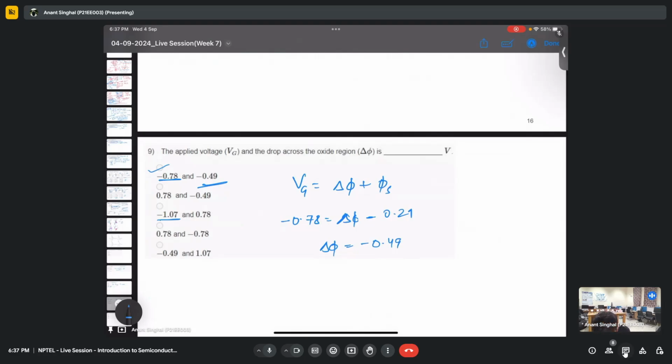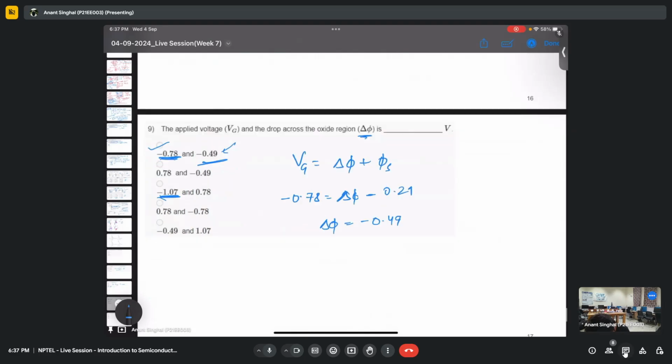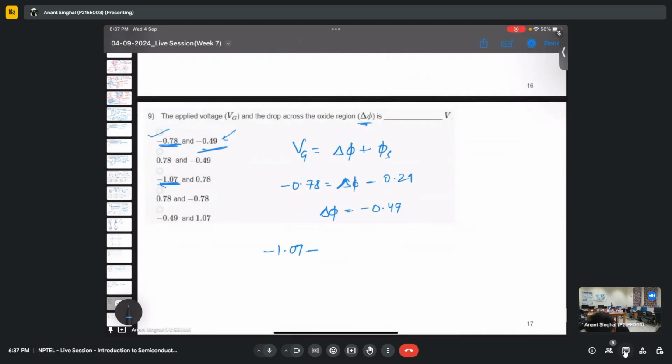I'm checking for all the negative answers. So I have two options which are negative. If the corresponding oxide drop matches, then I'll accept the answer. So I guess this is matching. Option A is fine. It will not match for minus 1.07 because it is given a positive drop. So option A is correct.